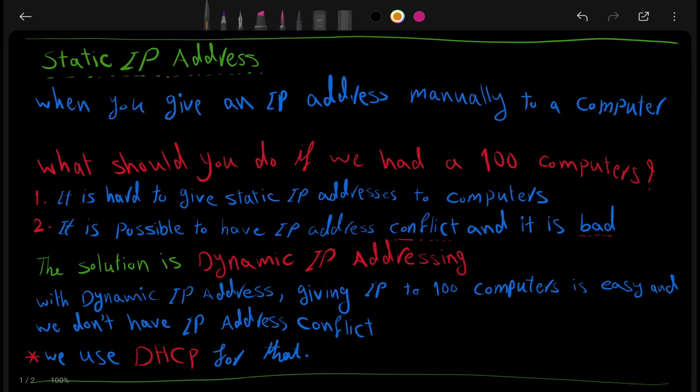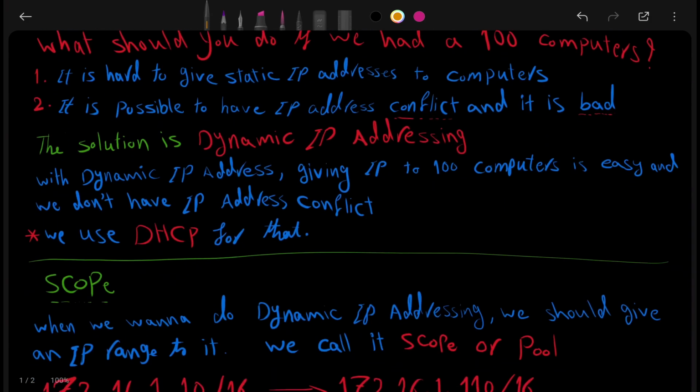Okay, let's start from static IP address. As I wrote, when you give an IP address manually to a computer, we actually do static IP addressing. But what should you do if we had 100 computers? It is hard, right? But what should we do? And there are some problems with it.